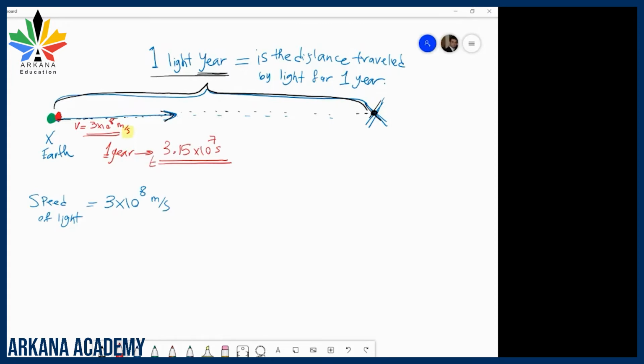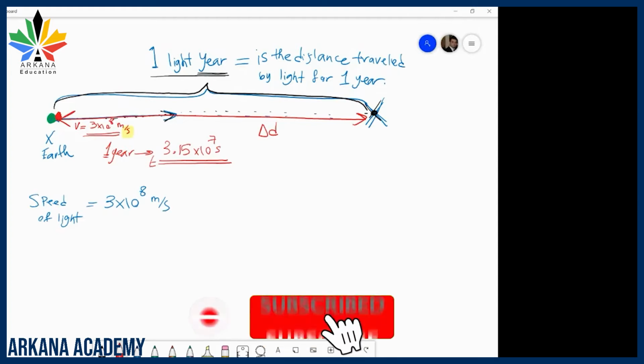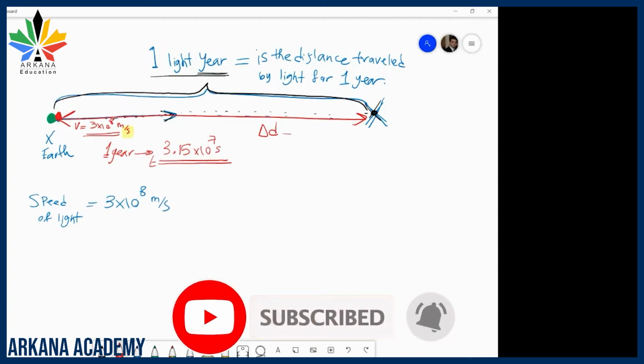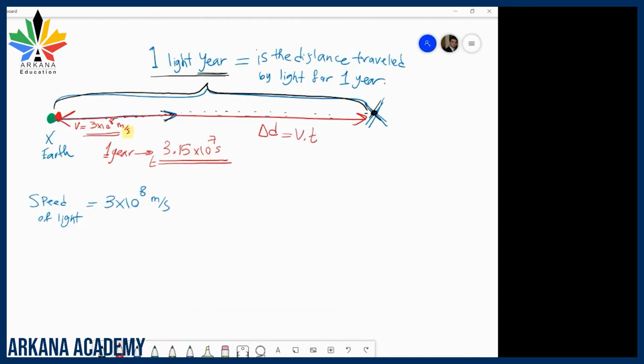The distance would be basically our delta D. We want to know how much this delta D is. We know the name of it. The name of it is called 1 light year. Now we're trying to calculate the measurement in terms of our own understanding. So delta D is equal to velocity times time. The distance that light travels is equal to its velocity times the time that it's traveling.